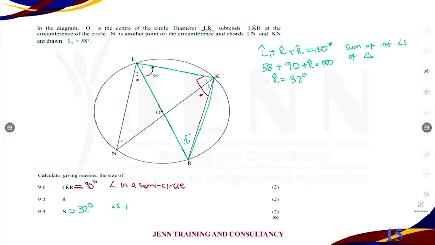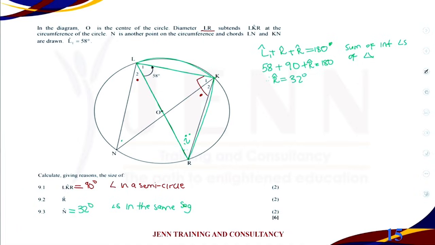These are your angles in the same segment, which means when you check these two angles, they are subtended by the chord LK. So the two angles are subtended by the chord LK. So the same arc also subtends these two angles. Hence we say the angle N is 32, angles in the same segment. So if you do have your toolbox ready, you will never get this chapter wrong. You will forever be getting it correct.